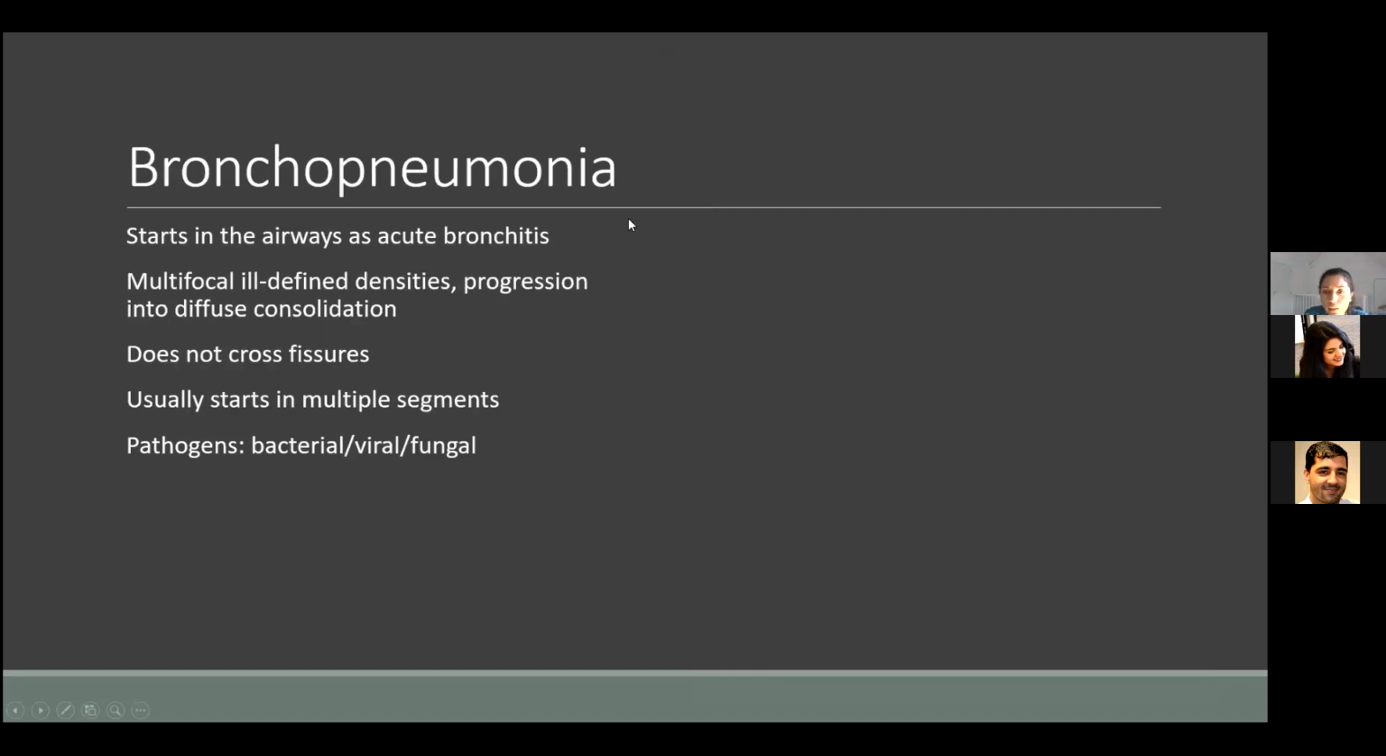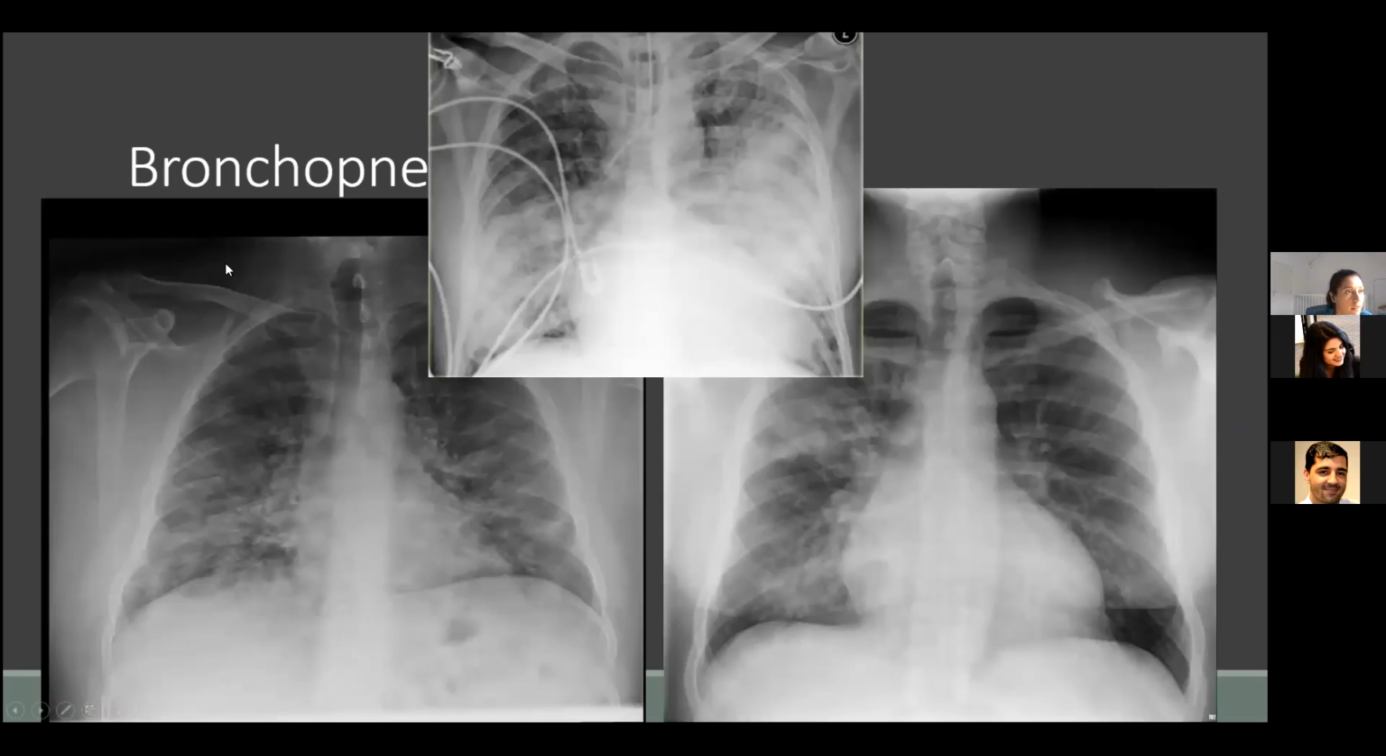So bronchopneumonia starts in a different pattern. It starts in the airways as acute bronchitis. Then on the chest X-ray, you will see ill-defined densities. Eventually, there might be progression into diffuse consolidation. And usually the disease does not cross fissures and starts in multiple segments. Pathogens can be bacterial, viral, or fungal. And here are some examples of chest X-rays in patients with bronchopneumonia.